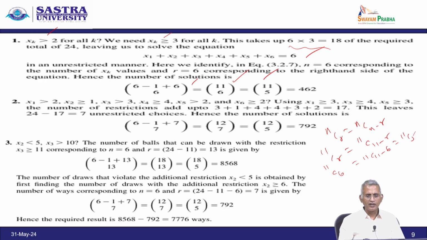Therefore, after simplifying the combination 11 C 5, we have 462 as the net value.